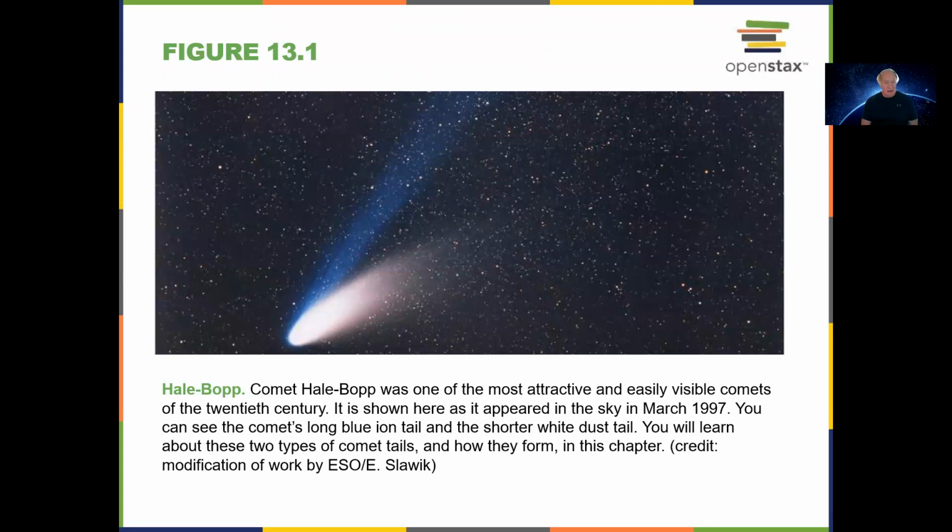So we have to see Hale-Bopp, that was one of the most active and easily visible comets during the 20th century. And it's shown here as it appeared in the sky in March of 1997. And you can see the comet's long blue ion tail, and the shorter white dust trail. And you'll learn about these two types of comets and how they form in this chapter.